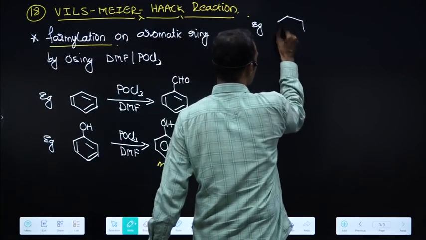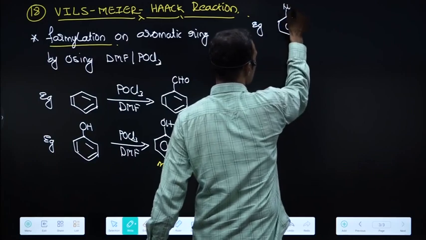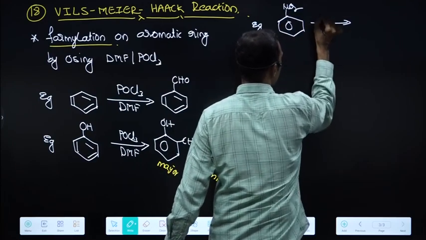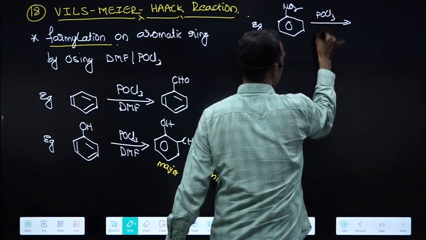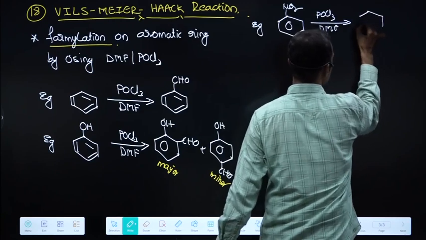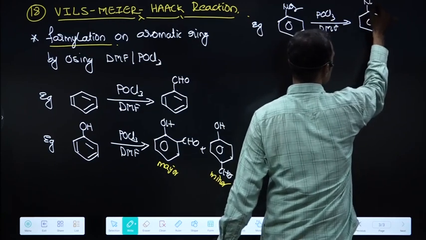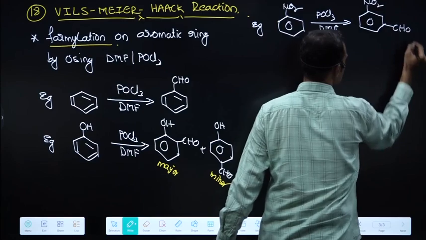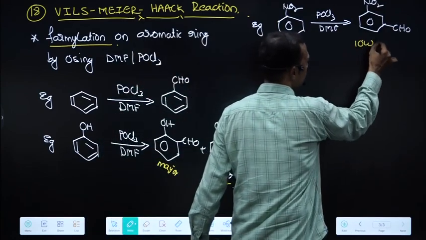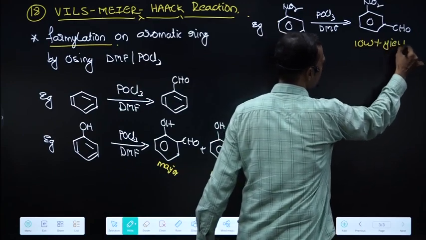An aromatic system carrying any electron withdrawing group has a tendency to participate, but the reaction is dead slow. POCl3 in presence of DMF, dimethyl formamide, your answer is meta formylation. So yield is very poor here, meta formylation, a very low percentage of yield.